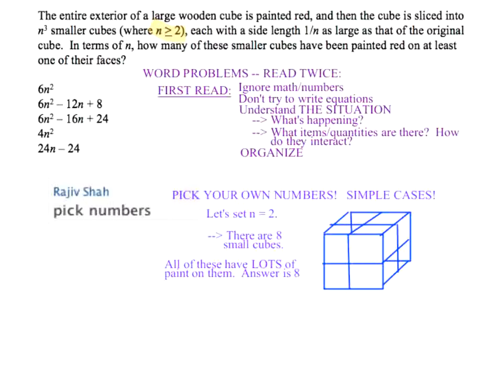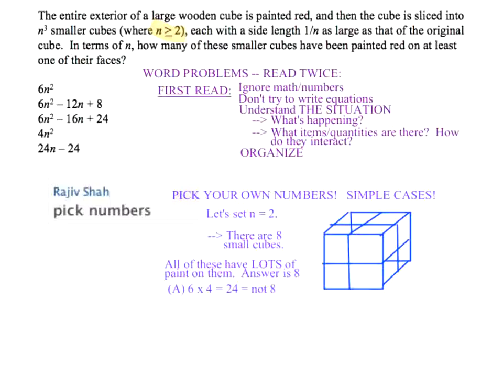So then what do you do? Well, remember that n is not n anymore. You don't expect a choice that says 8, because if n is not 2, then the answer is not 8. This is just the situation where n is 2. So you take that and you throw it in there, and you get what you get. So choice A is 6 times 2 squared, which is not 8.